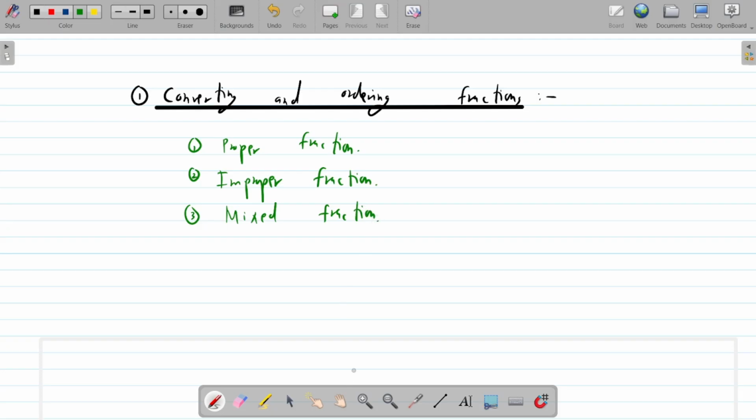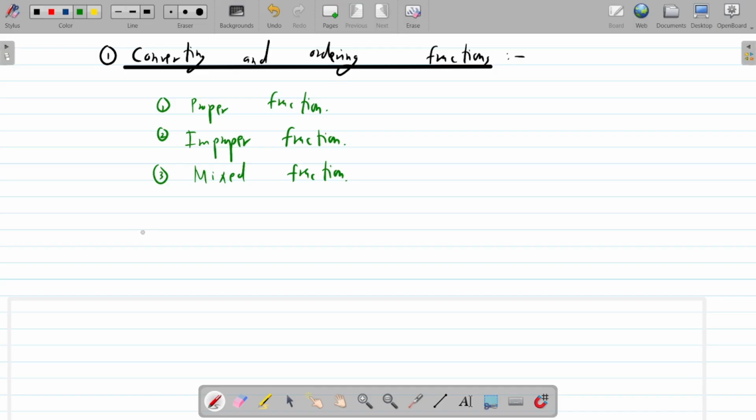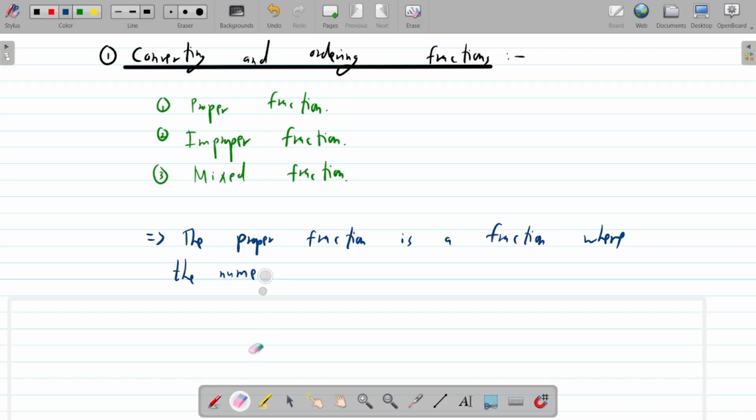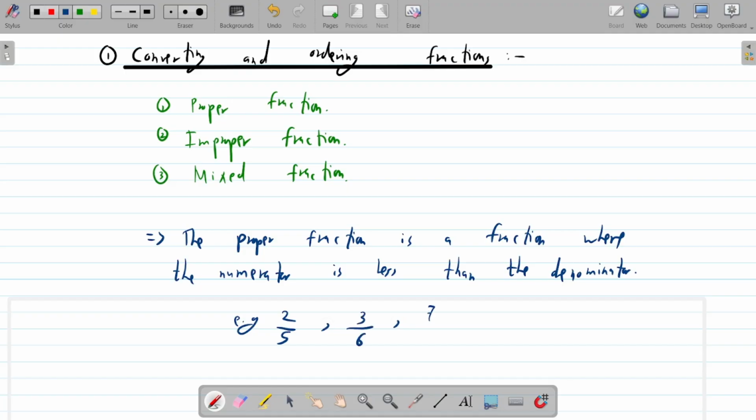So first, let's go over proper fraction. A proper fraction is a fraction where the numerator is less than the denominator, okay? What are the examples for this? Well, examples are, let's say I have 2 by 5, I have 3 by 6, I have 7 by 8. All of these are examples of proper fraction. Is that clear, Inez? Okay, that's the first type.